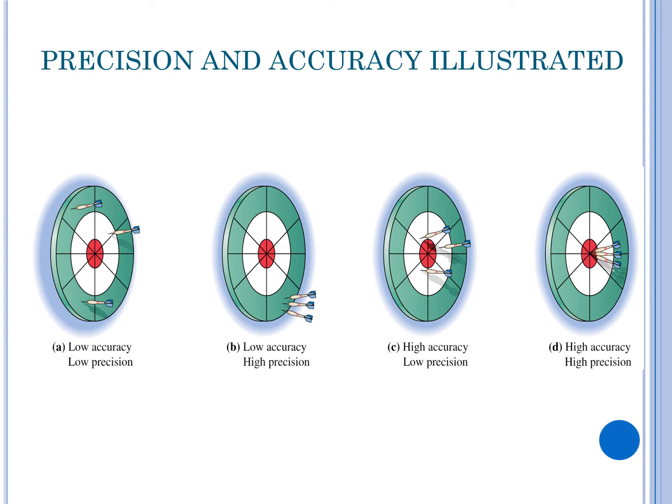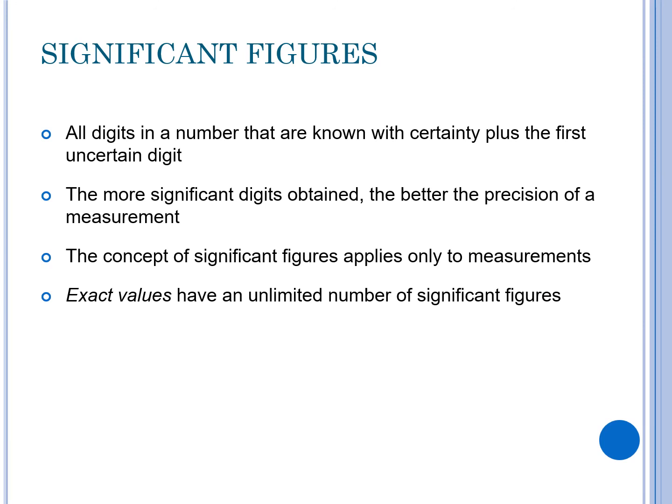So precision is the closeness of each sample, whereas accuracy means meeting the target. Alright, so significant figures. We know what significant figures are by the term. It's all the digits in a number that are known with certainty plus the first uncertain digit. So the more significant digits obtained, the better the precision of the measurement.